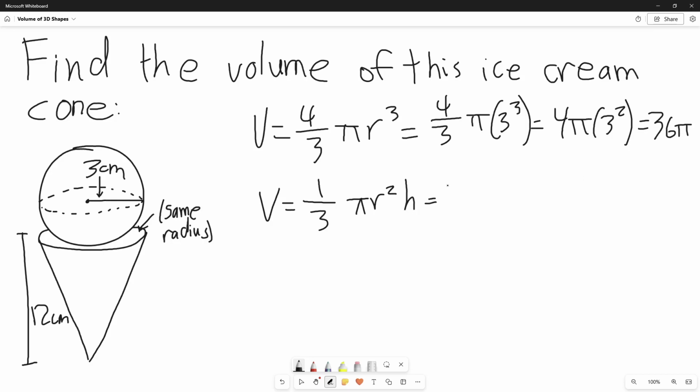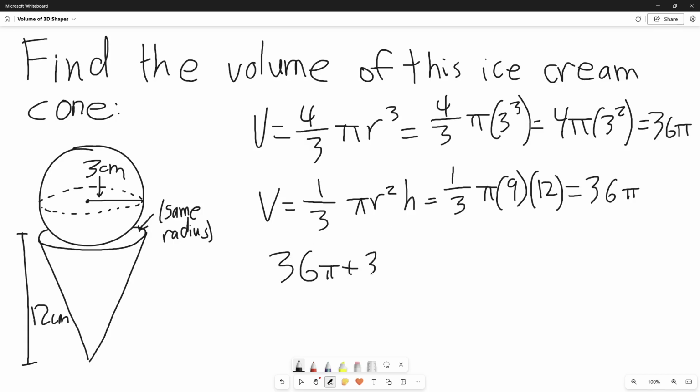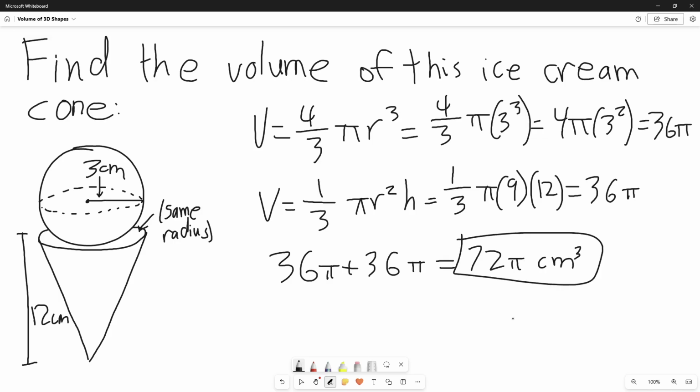And the one for the cone is going to be 1/3 pi times 9 times 12. And this one will be 36 pi as well. So now we just do 36 pi plus 36 pi to add the volumes together, and we get 72 pi centimeters cubed. And that is your final answer for this problem.